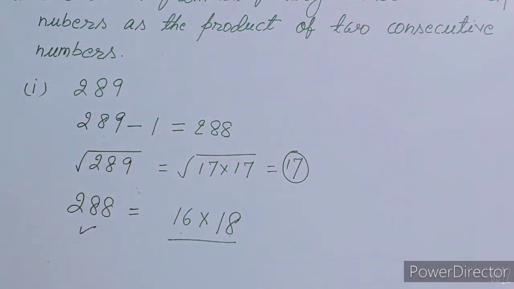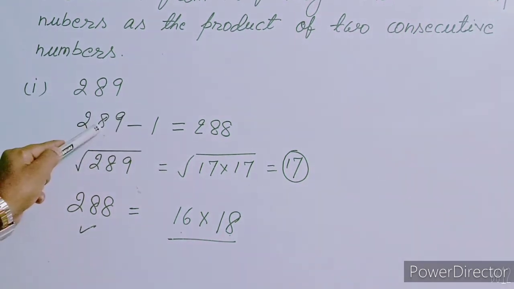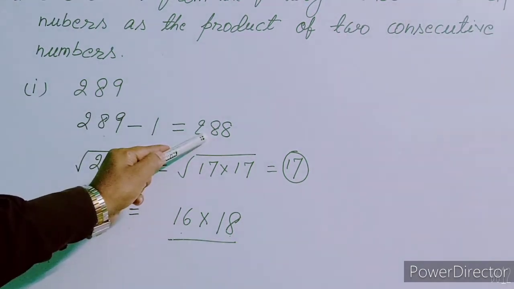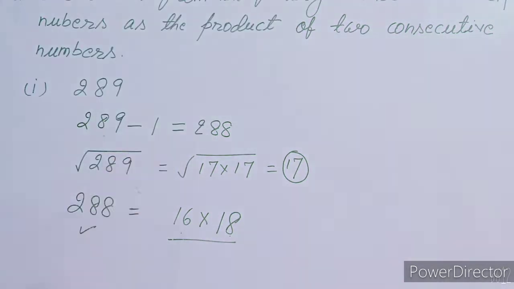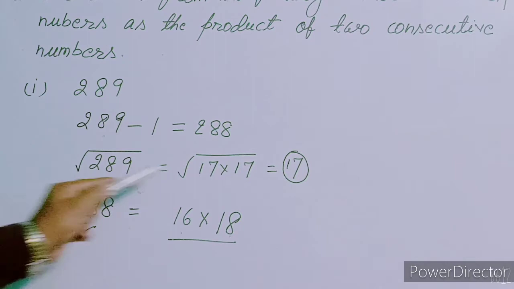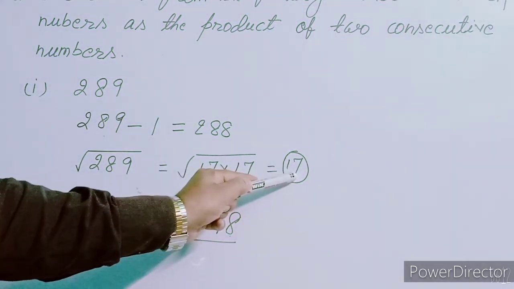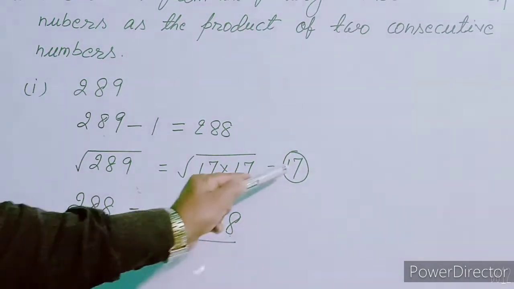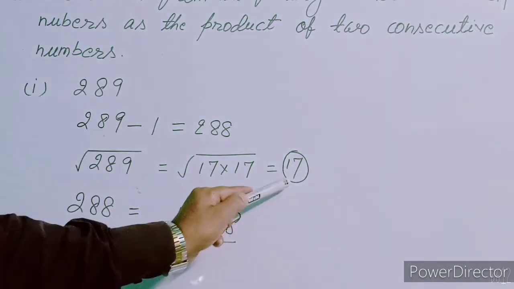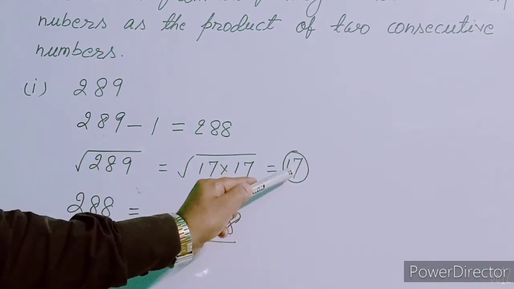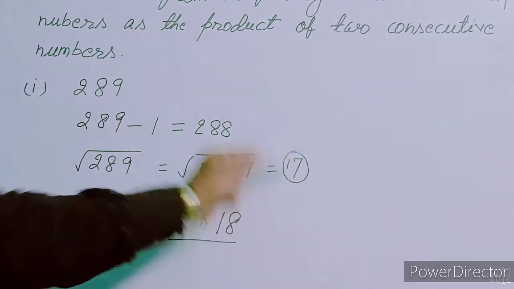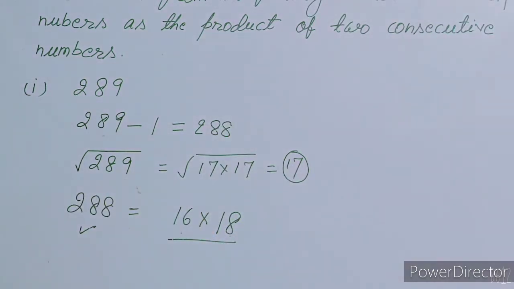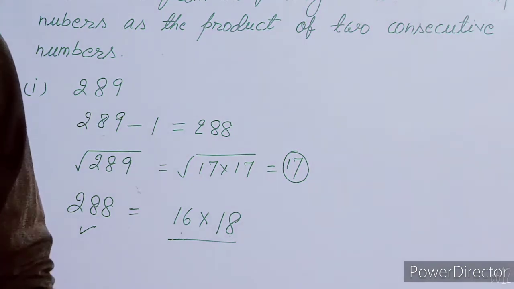So the steps, I repeat. First, you subtract 1 from the given number. You will get the resultant number. Now you find the square root of 289, that you will get 17. Now you write this 288 equal to 16 into 18, meaning predecessor of 17 and successor of 17. Now we come to question number 2.